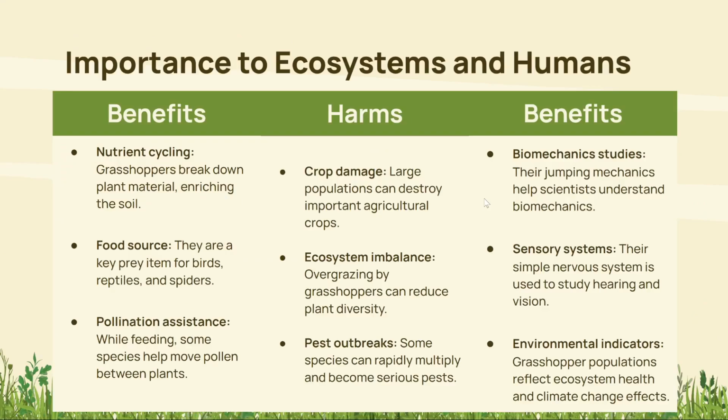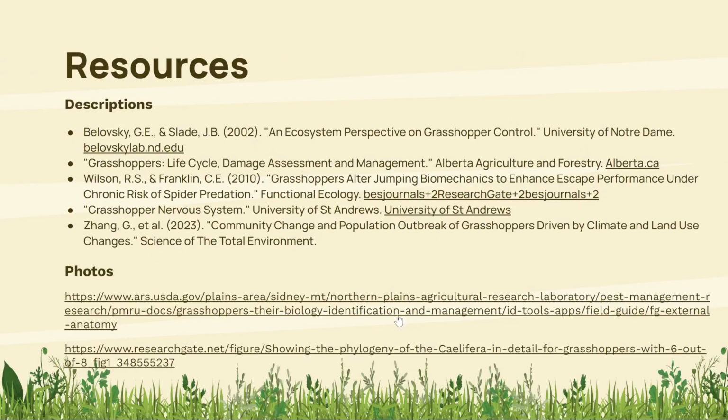And then the importance of the ecosystem, it consists of different benefits, harms, and, that's supposed to say research value. So the research value, for example, they have been used in biomechanical studies. They're used to also help indicate climate change. And then for the harms, they can cause crop damage, and benefits, they can help cycle the nutrients in the soil. So these are the resources.